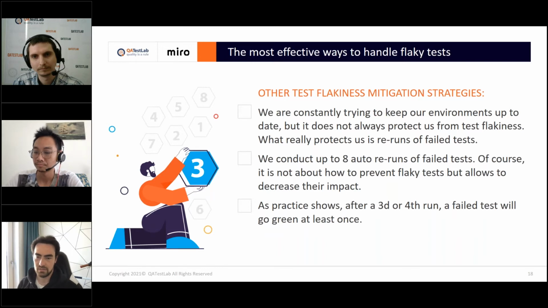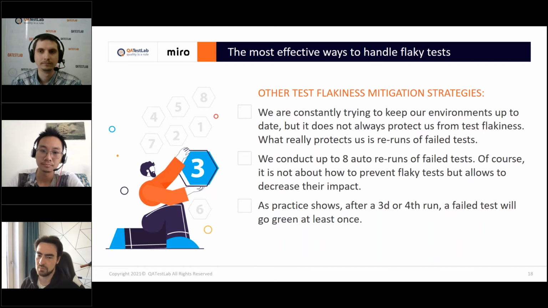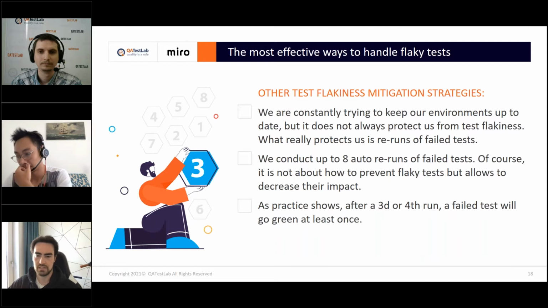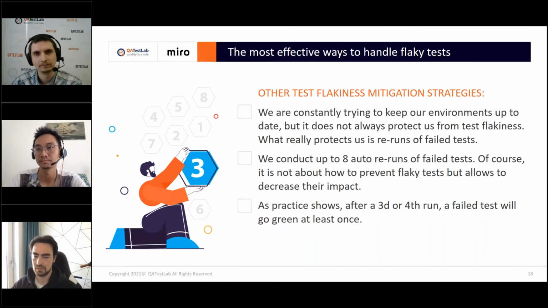And of course, this is not about how to prevent Flaky tests, but mostly how to decrease their effect on time to market. As practice shows, after the third or fourth run, a failed test will be green at least once. This is quite a straightforward solution, but as practice shows, it works and protects us in the short term. But this is only the technical side of the solution. We also have another side related to creating a culture of quality, the organization that helps you mitigate test automation issues, including test flakiness.